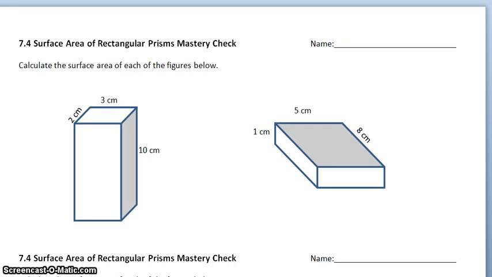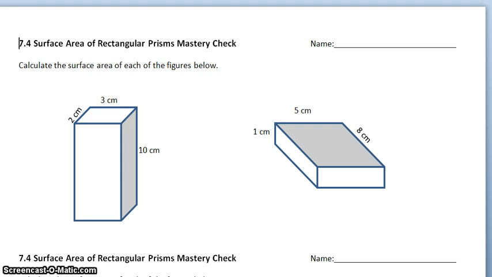All right, this is the review mastery check for Unit 9, which is on surface area of prisms and rectangular prisms and cylinders. So when we're finding surface area, you need to remember what surface area is. Surface area is just the space that the outside of an object takes up. The way I like to think about it is the amount of paper it would take to cover the outside of an object.